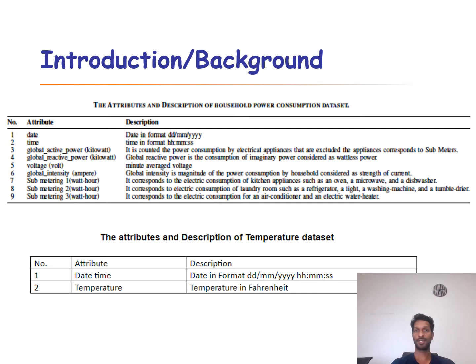Submeter 2 takes the readings from the laundry room appliances, such as the washing machine and the dryer. And finally, submeter 3 takes the readings from the air conditioners and the electric water heaters. Along with this data set, we also used a temperature data set, which has two parameters: date and time, and temperature.